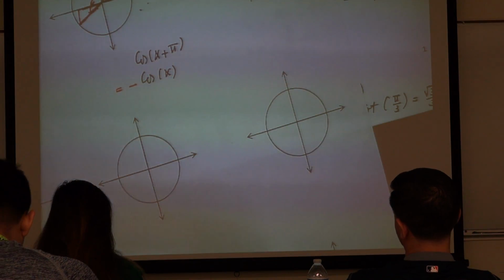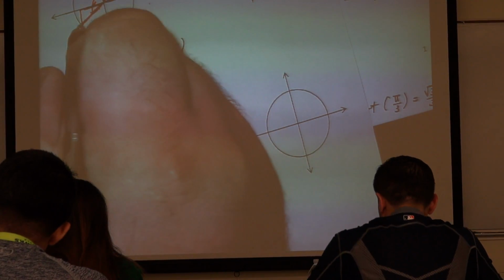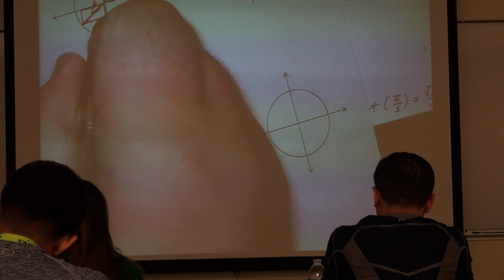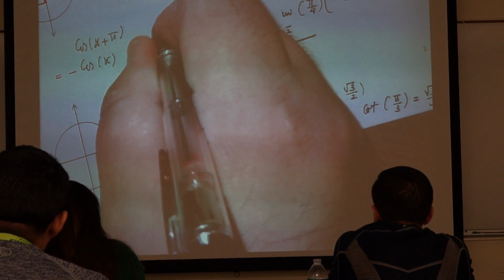But you can do this for all of them. Let's do the sine. The sine of alpha is here, and the sine of alpha plus pi is where? Also opposite, right?